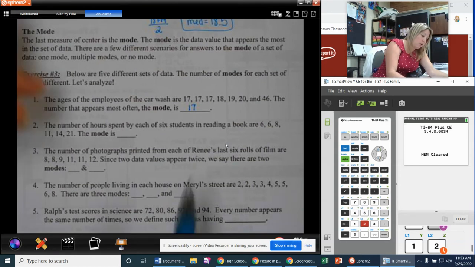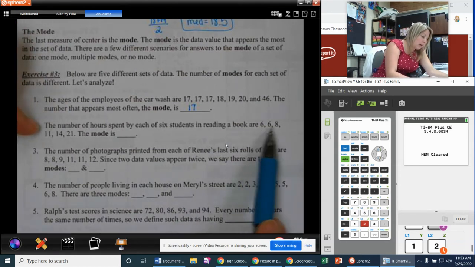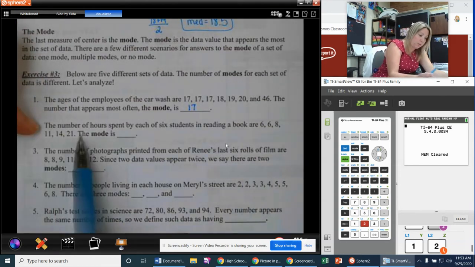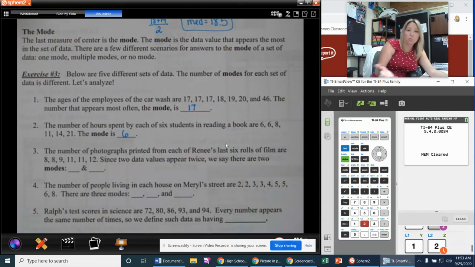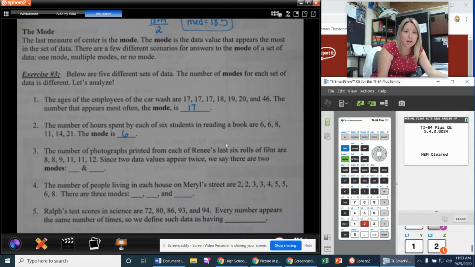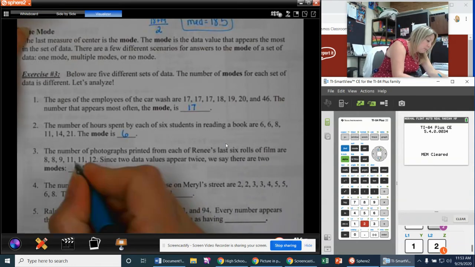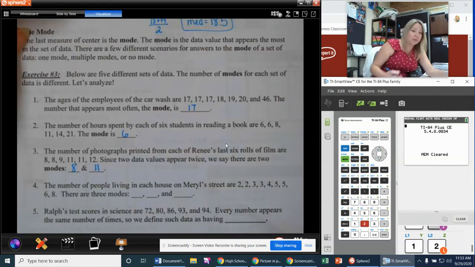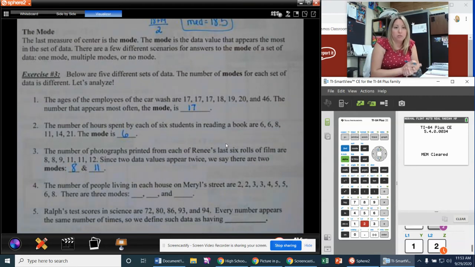Now look at this next one. 6, 6, 8, 11, 14, 21. 6 is the mode. Okay, so one mode in both of those examples. But now look at this next one. Photographs printed for Renee's last 6 rolls of film are 8, 8, 9, 11, 11, 12. Both 8 and 11 are used the same number of times, which is more than any others. 8 and 11 are modes.